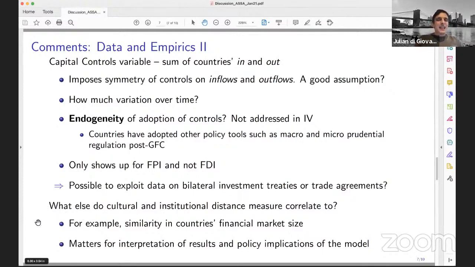Slightly more problematic, and what really gets at the heart of what I'm trying to think about, how to take everything together, is: what else do cultural and institutional distance measures correlate to? For example, do they correlate to the similarities of countries' financial market size, or development overall? And this matters for the interpretation of results, as well as the policy implications they're trying to take away from the model vis-a-vis bilateral frictions. And this gets back to this notion of net versus gross flows I touched upon at the beginning.